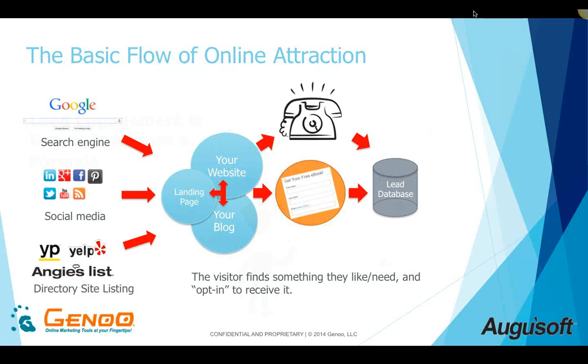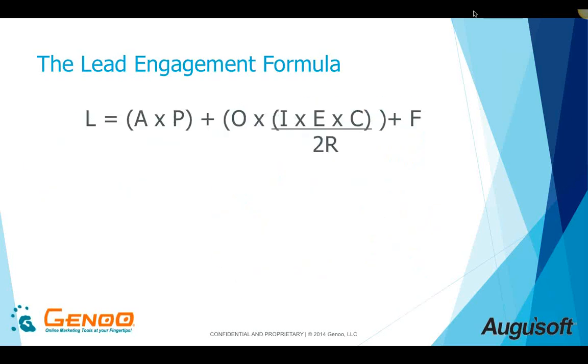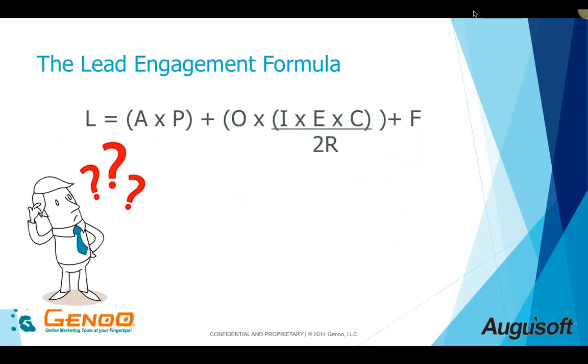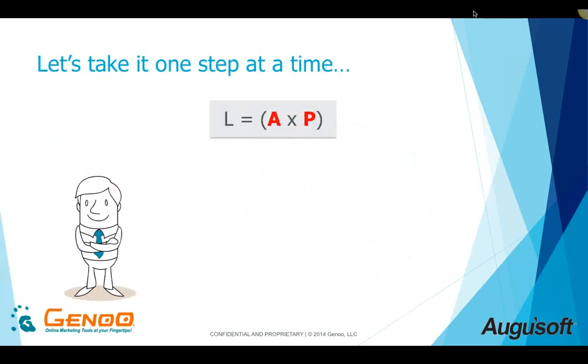Now the lead engagement formula is easy. Why? Because it follows a formula. So here you go, right? And that's what probably most of you are thinking, like, oh great, now I'm in an algebra class. So let's just take this one step at a time. Leads are a product of your target audience and the problems that your class's curriculum or training resolve for them. So that's L equals A times P, okay?